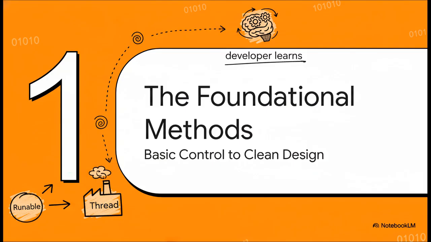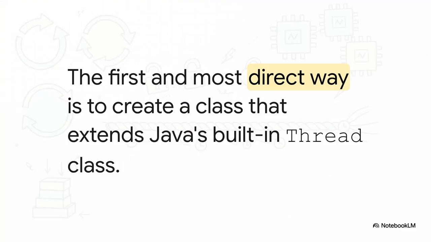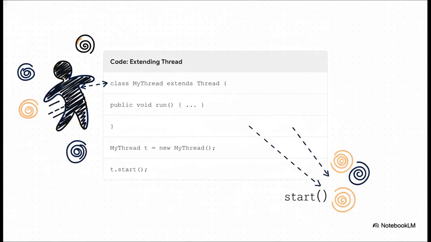It's a test of your understanding of Java's evolution. So let's start at the very beginning, with the 2 original methods for creating threads. You can think of these as the absolute building blocks that every Java developer learns first. The first, and the most direct way, is to just make a class that extends Java's built-in thread class. This is probably the very first thing you ever saw in a textbook about threads. And it looks super simple, right?